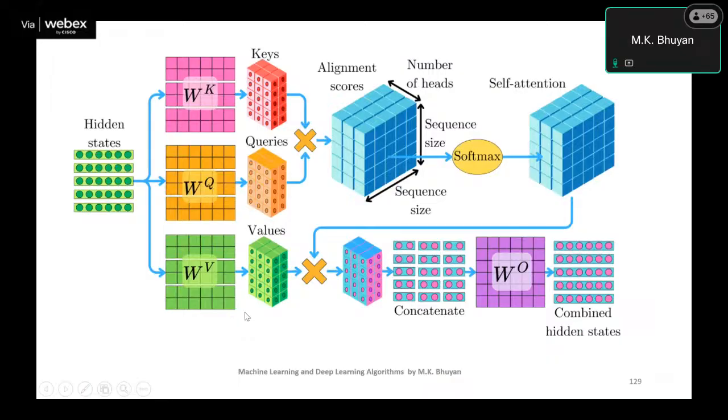So finally we have to consider this. Hidden states are available. The matrices WK, WQ, WV are available, and we have to determine the key, query, and value. And after this, we have to determine the alignment score for each of the heads. So we are considering multiple heads, and we are determining the alignment score.